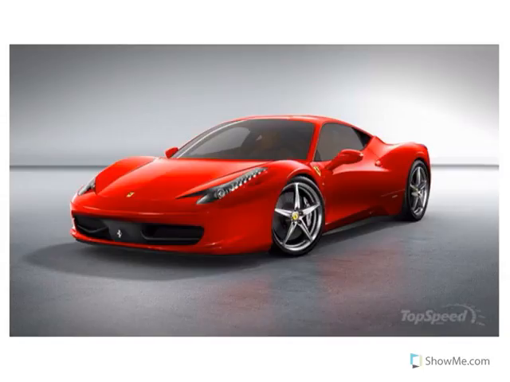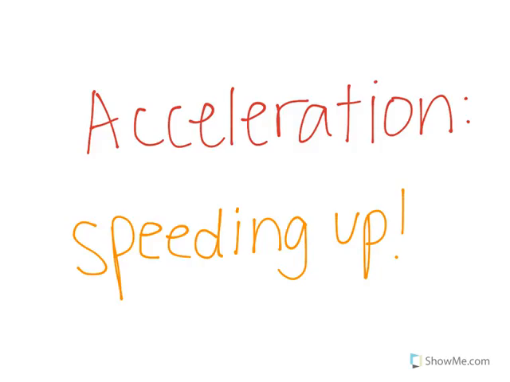0 to 60 in 6 seconds. That's how quickly a Ferrari can get going. It starts from rest, 0 miles per hour, and then speeds up to 60 miles per hour in 6 seconds. What is this speeding up all about?